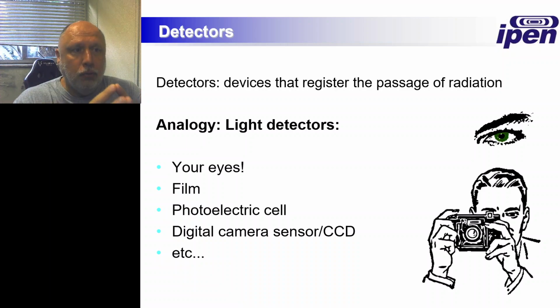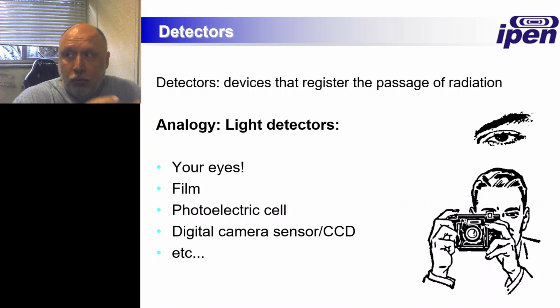Today we're talking about detectors, especially radiation detectors. So, what is a radiation detector essentially? It's a device that somehow registers the passage of radiation, right? It may be several things. It may give you an image of that radiation. It may give you a count of how much radiation you had.